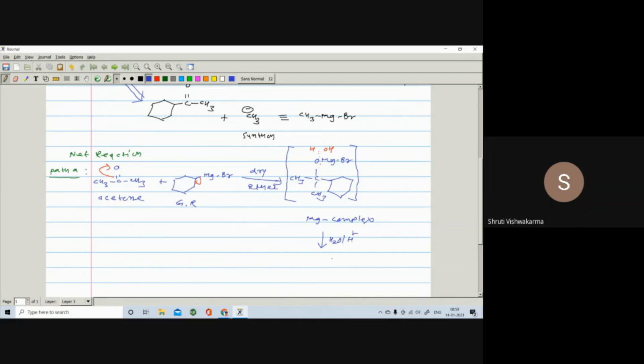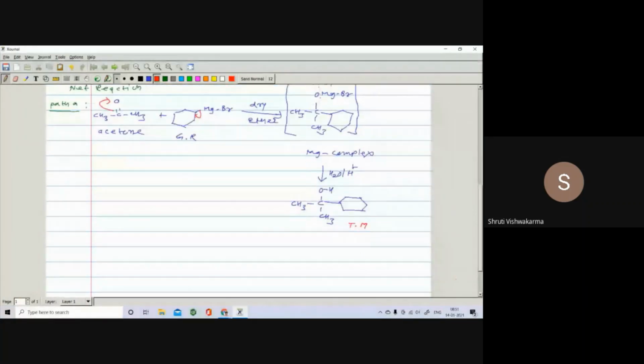So you are getting the corresponding compound, this one: CH3, here is a CH3, here is OH, and here is your cyclohexyl ring. So this is your TM that you have prepared. In this way you can prepare this TM, target molecule, right? So this is path A that you can prepare by this one.